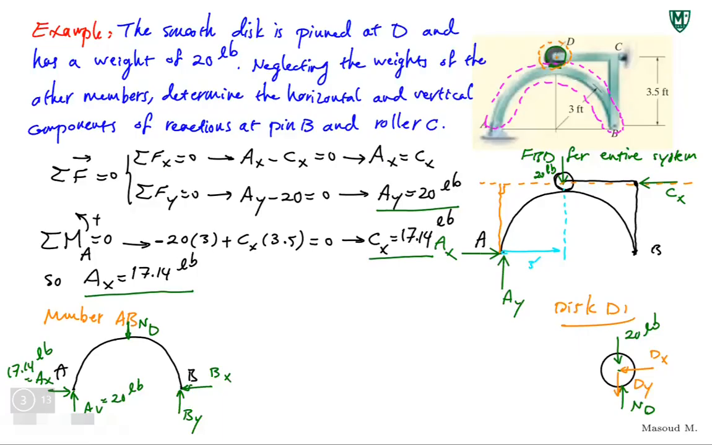I'm going to pause here. Is there any question about this one? Did everyone follow what I did right there with that disk? But I'm trying to tell you that that ND that we're going to put on member AB is not exactly 20 pounds because we don't know what Dy is.